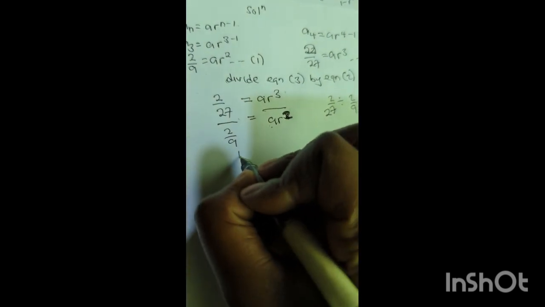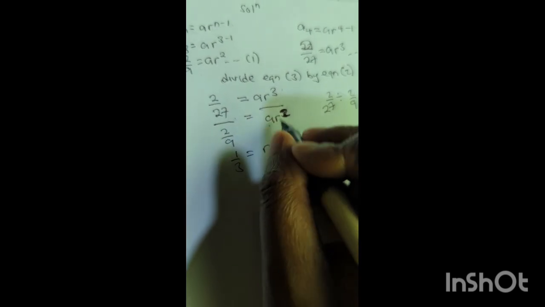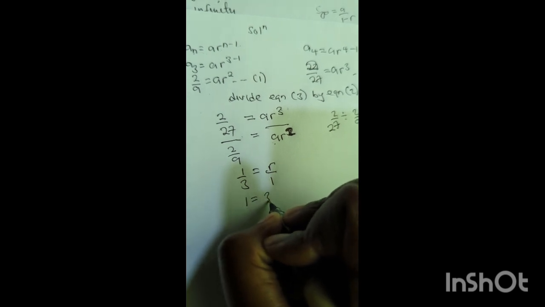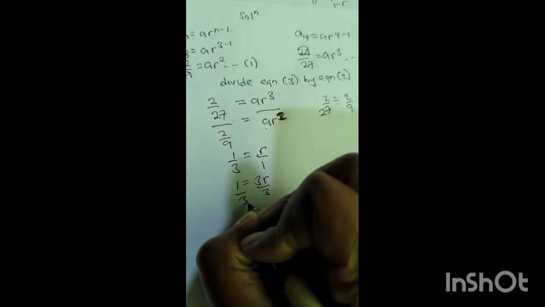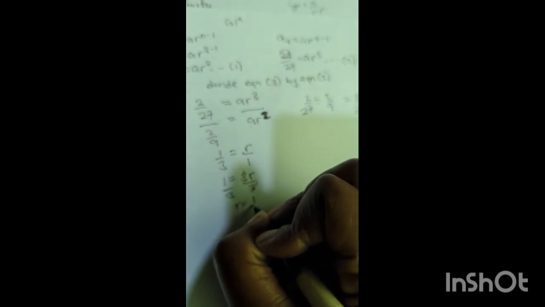So this is 1/3. Okay, so here I'm going to have 1 over 3 is equal to r. Here we've just remained with 1. Everything has been cancelled. So 1 is equal to 3r. To get the value of r, we divide by the coefficient on both sides. This and this goes. r is equal to 1 over 3. Okay, there, our r, which is the common ratio.